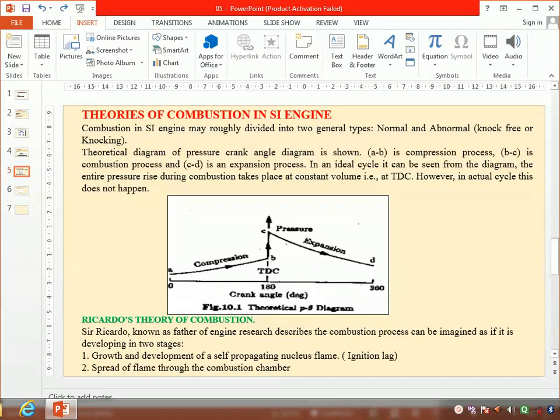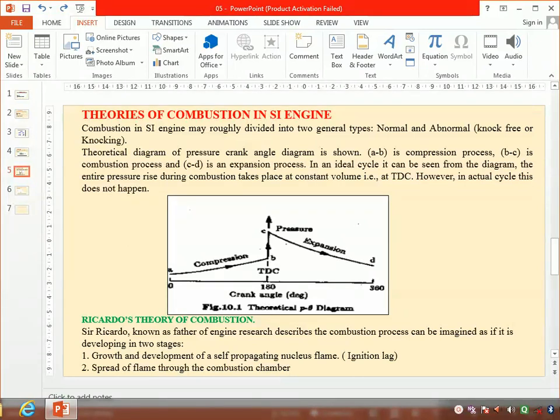The figure shows the theoretical P theta diagram, pressure versus crank angle diagram. It shows A to B compression process, B to C combustion process, C to D expansion process. In an ideal cycle, as can be seen from the diagram, the entire pressure rise during combustion takes place at constant volume, means the entire pressure rise will be at TDC only.